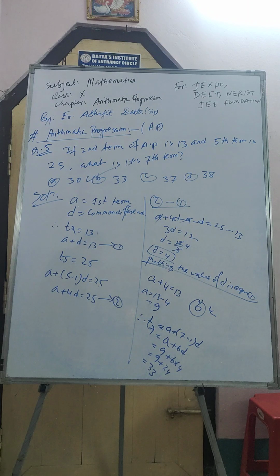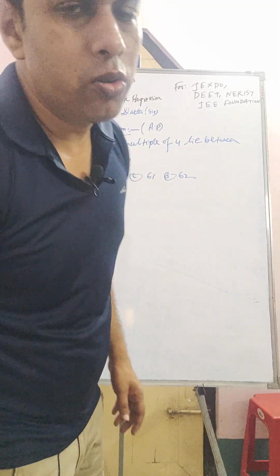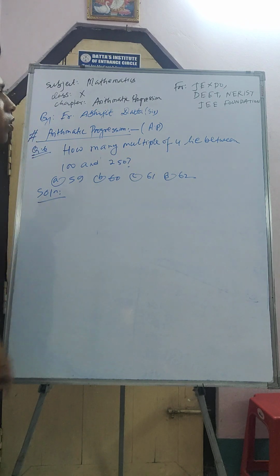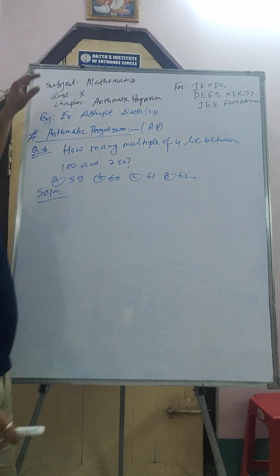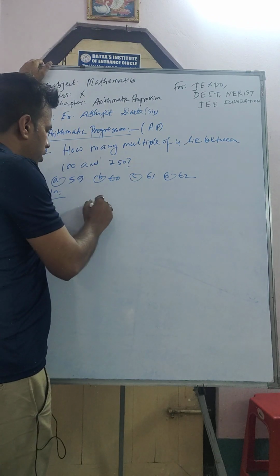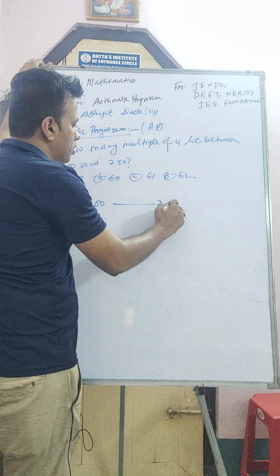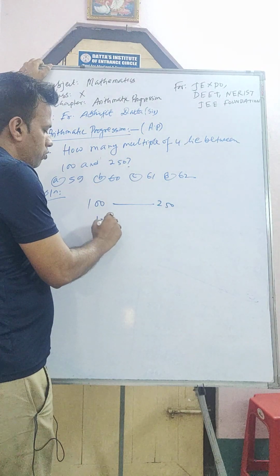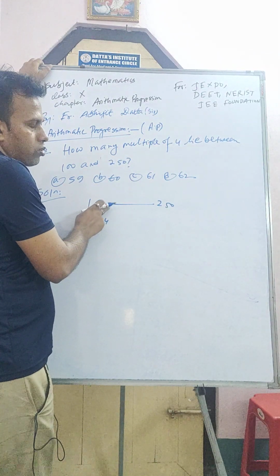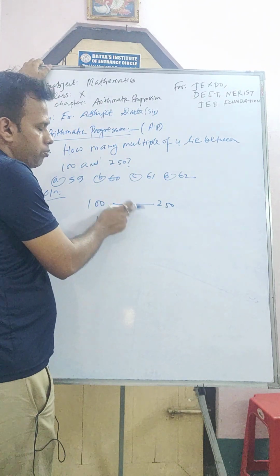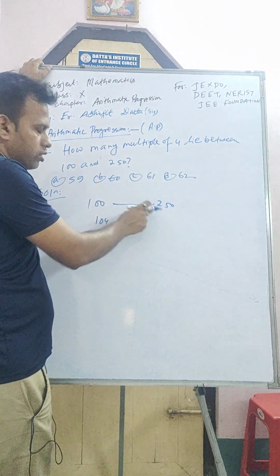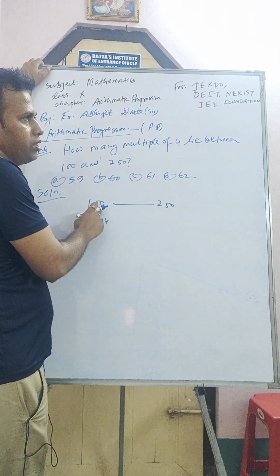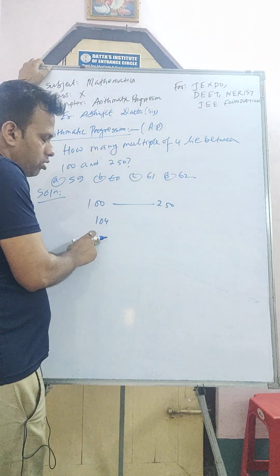Fine. So now we move on to the next question. Our next question, question number 6, is: how many multiples of 4 lie between 100 and 250? So 100 and 250, multiples of 4 between them. After 100, what is the next number that is a multiple of 4?